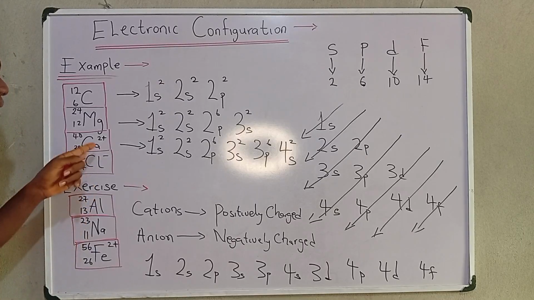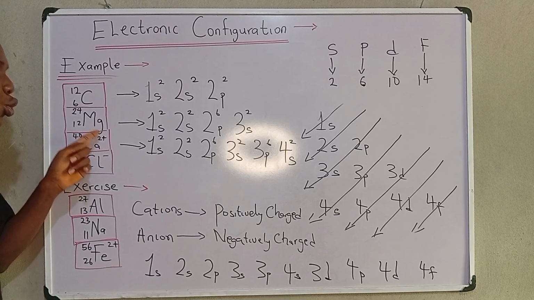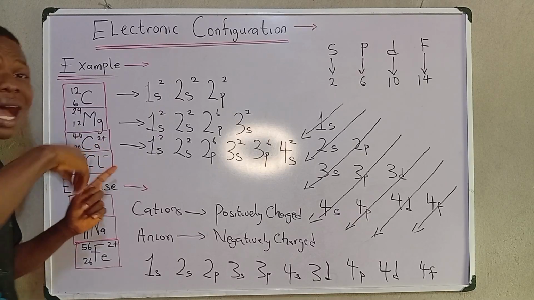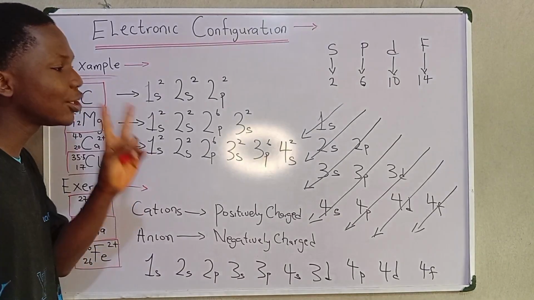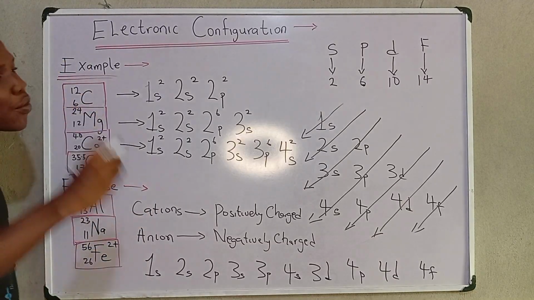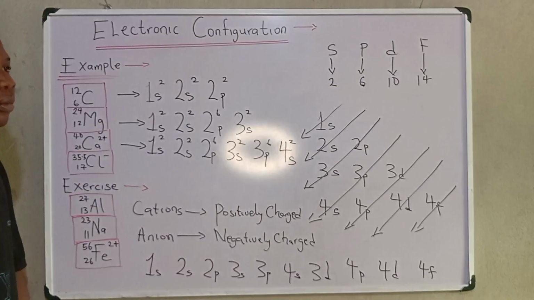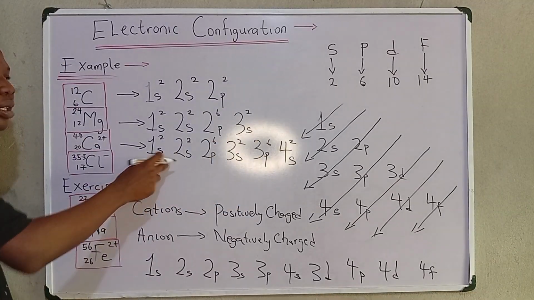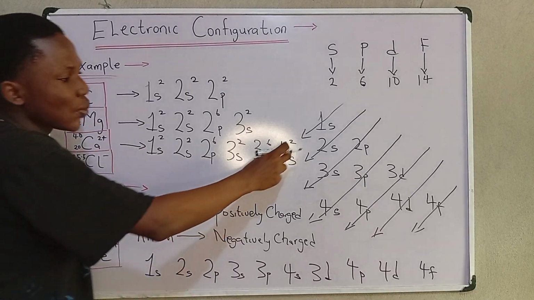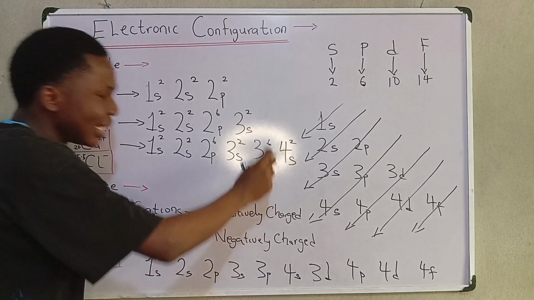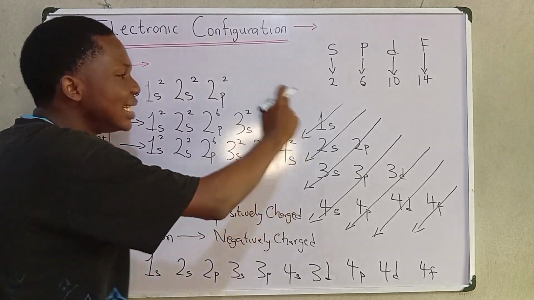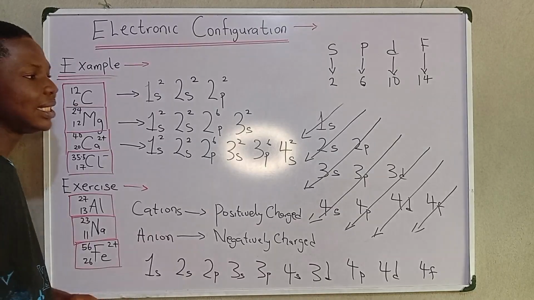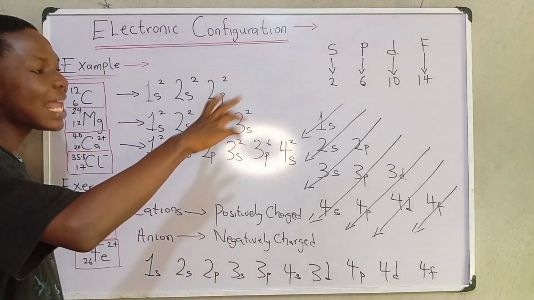But now, it has a charge, and +2 means that it's short of how many electrons? 2 electrons. Now, where are we going to deduct from? Should we deduct from here? Should we deduct from here? No, we are going to deduct from this one, the S, the highest energy level. The electron has to leave from the highest energy level.